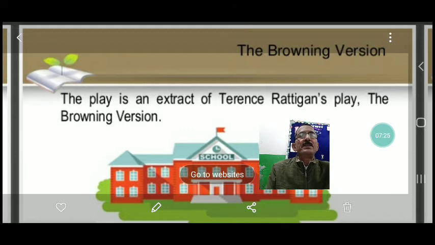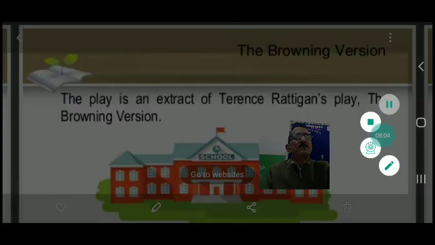This is the play, an extract of Terence Rattigan's play, The Browning Version. In this extract, you will read about these characters, how they treat each other, how Greek and other plays are imparted to the children and how they learn ethics and morality, how the teachers make fun of each other, and how children are diverted and converted. So here these are the things.